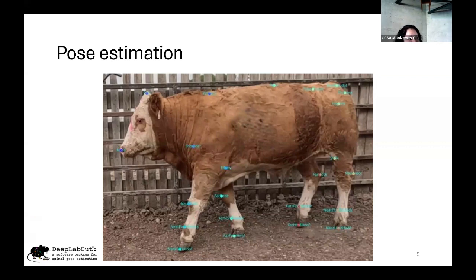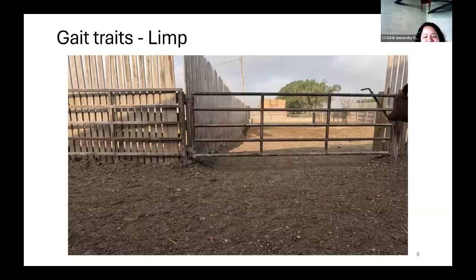For the project, we determined 23 key points on the animal, and we are trying to reach 10,000 frames manually annotated by me and the student who is helping as well. After we do the annotation, the software is trained and it learns the point positions so we can detect the key points automatically. Once we reach good pose estimation, this will help us in measuring gait traits. So the question is, which gait traits?